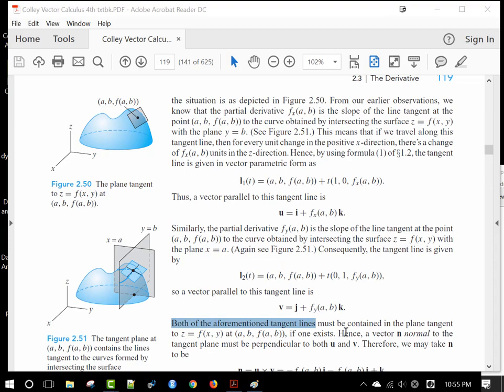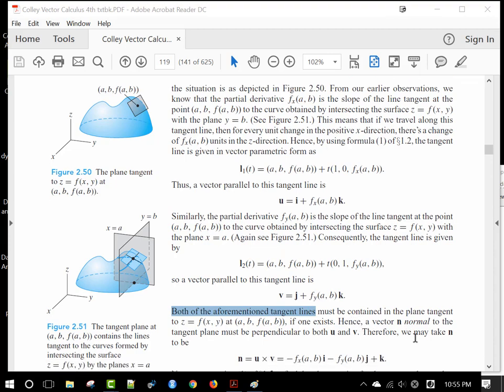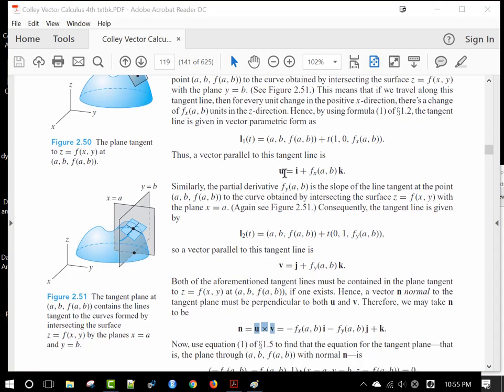Therefore, we can get a normal vector by doing the cross product of u and v. Now, this won't work when we're working in higher dimensions, because we don't have a cross product in higher dimensions, but it works here. So this n is going to be perpendicular to this plane. The cross product of u and v turns out to be this. So you can work that out.